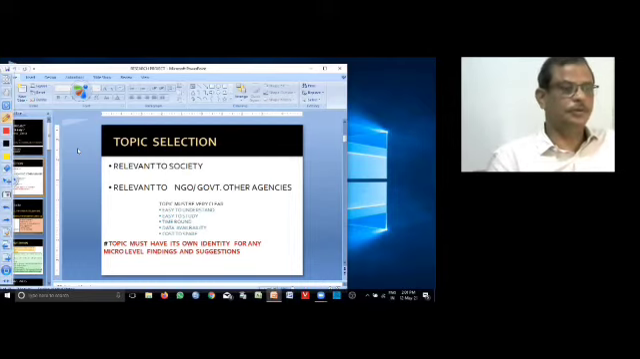So on which topic we have to go for study, or which topic we have to select, so that it will benefit so many stakeholders. First we have to think what is the relevancy to the societal problem or to the society, in which way we can make them benefited. Then number two beneficiary is your NGOs and government or other non-government organizations.